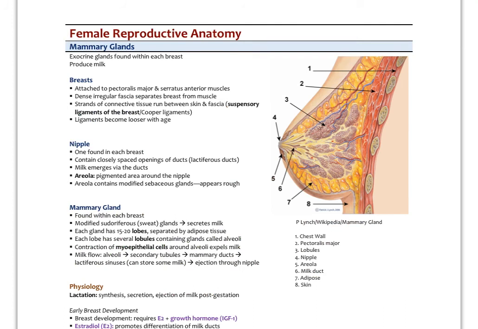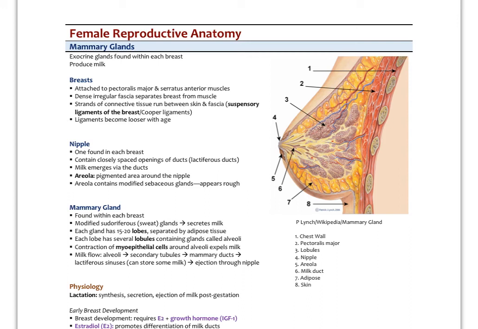Finally, the last important organ we need to understand here before we begin looking at hormones are the mammary glands, the breasts. These are exocrine glands found within each breast, and they produce milk. The breasts themselves are attached to the muscles, so we have the anterior thoracic wall muscles, the pectoralis major and the serratus anterior muscles. And there's a layer of dense irregular fascia which separates the breast from the muscle.